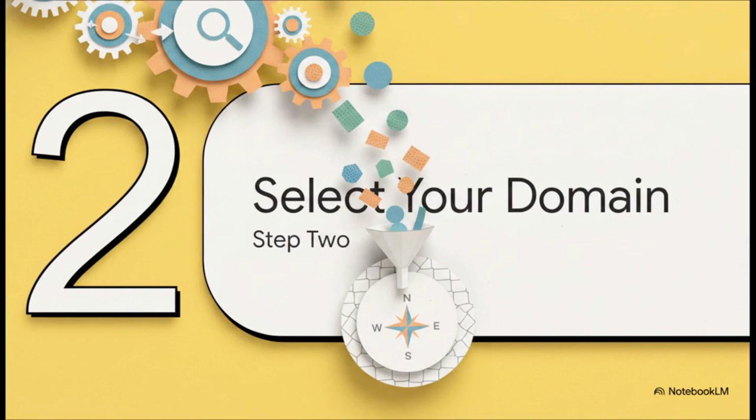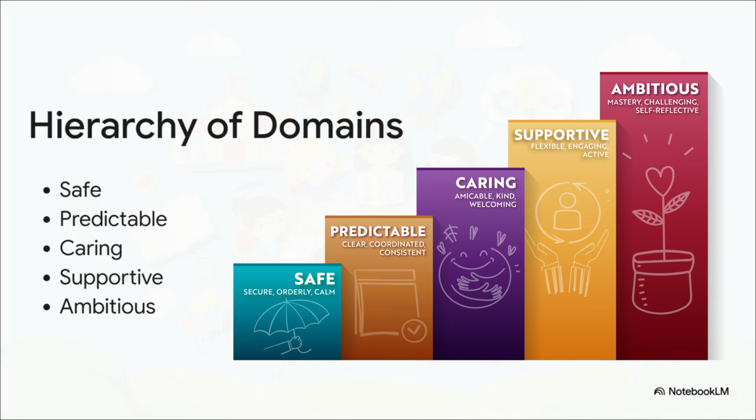Moving on to Step 2, select your domain. Those 50 practices we just talked about, they're actually distributed across a hierarchy of 5 domains: safe, predictable, caring, supportive, and ambitious. Educational research shows, and it's actually a lot like Maslow's hierarchy of needs, that higher-order cognitive ambition is nearly impossible if a student doesn't fundamentally feel safe and know what to expect first. So, you have to evaluate these domains in this exact order, starting right at the foundation. You look at your score in the safe domain. If that's solid, you step up the ladder to predictable, and so on.